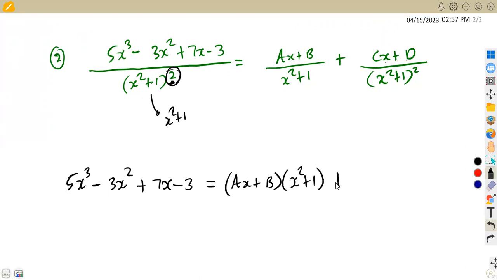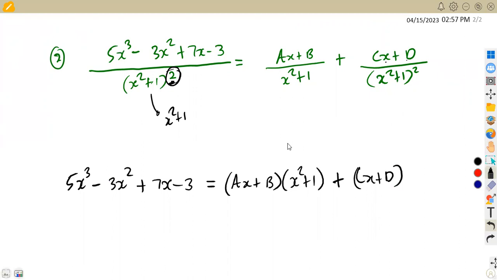We move on to the other part. We have cx + d. If we divide the whole (x^2 + 1)^2 by (x^2 + 1), these two are actually the same, so they cancel. That means we remain with 1. So this is just going to be cx + d. There is no need for the brackets.